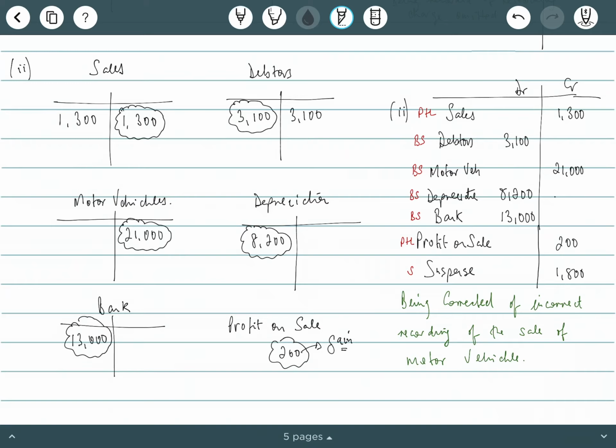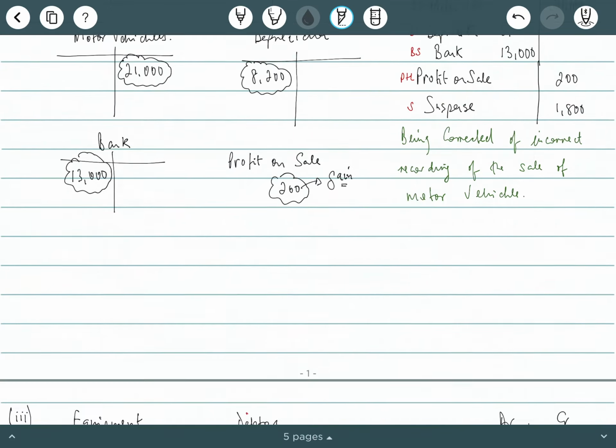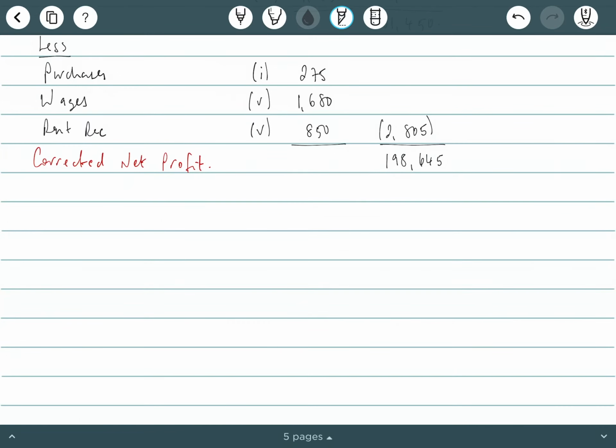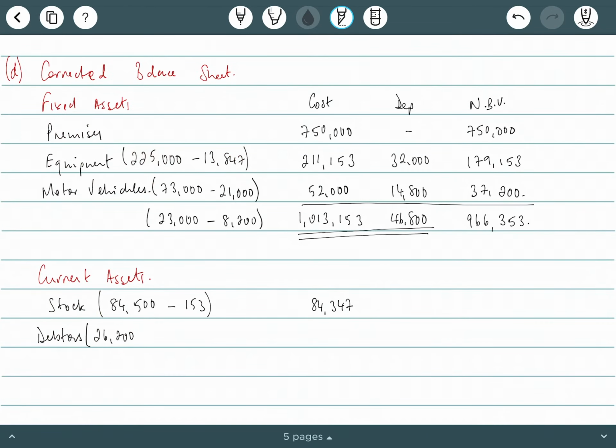Okay, so here we have it. Look, debtors, 3,100. Now it's in the debit column, so therefore we add it on. And there's no other debtors in working two. So we're adding on that 3,100.